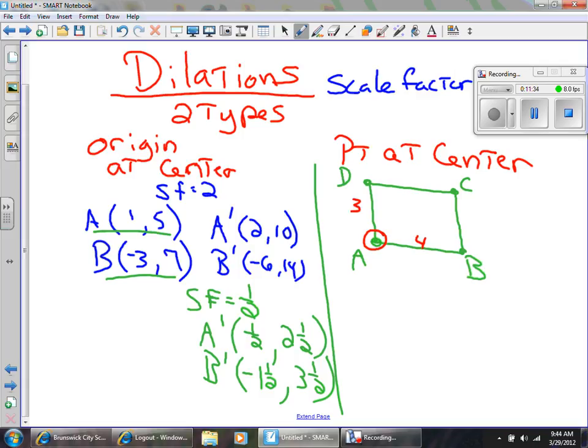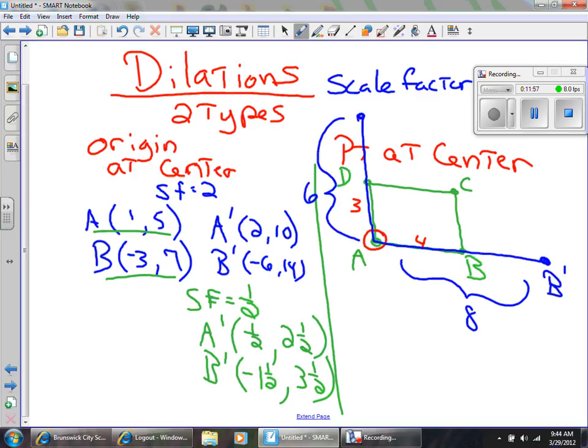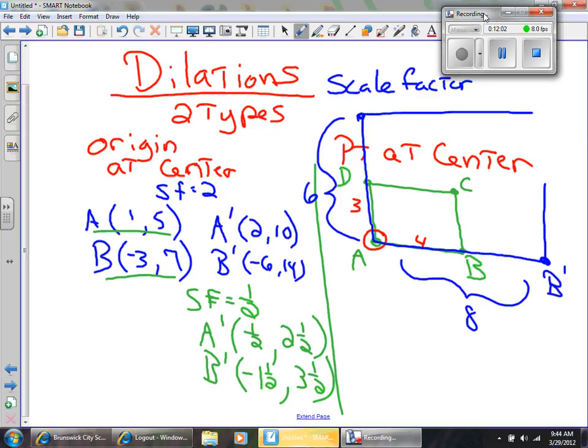All right. Well, A is not going to move. The new AB will have to be twice as long. And so that would have to be 8 units. How do I get that? 4 times 2 is 8. Okay. The new AD would have to be 6 units long. 3 times 2 is 6. And then I could just draw to complete my rectangle. Okay, that's with the scale factor of 2.